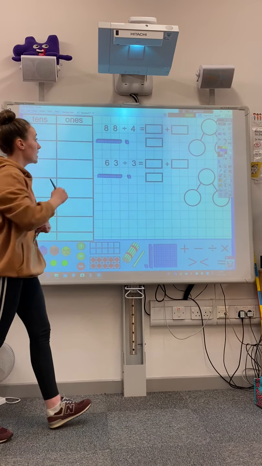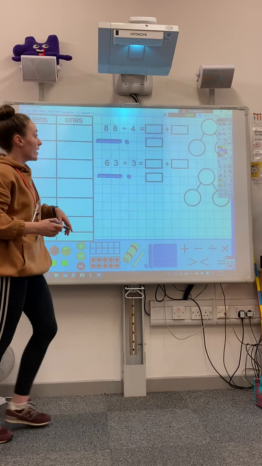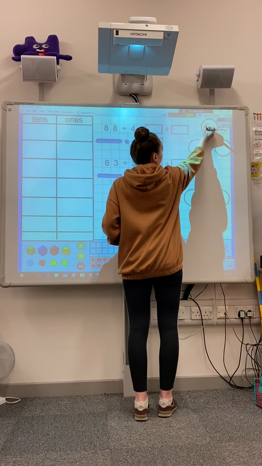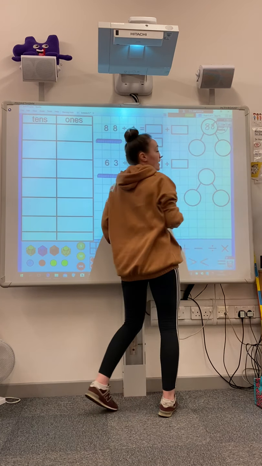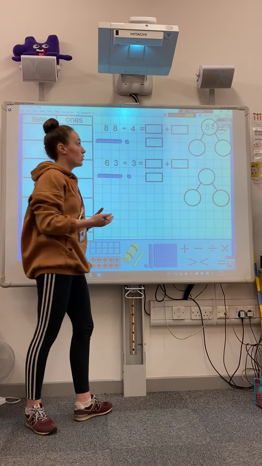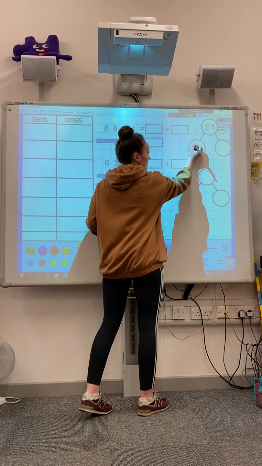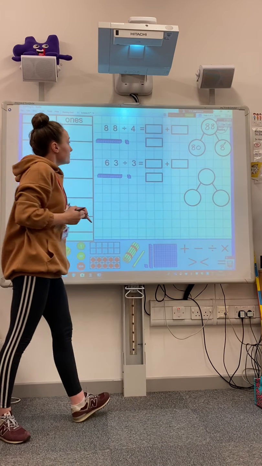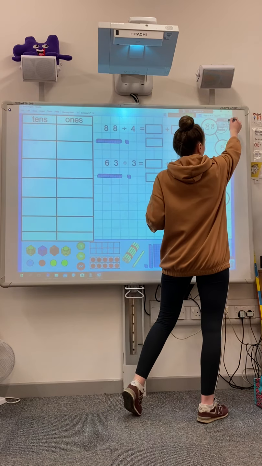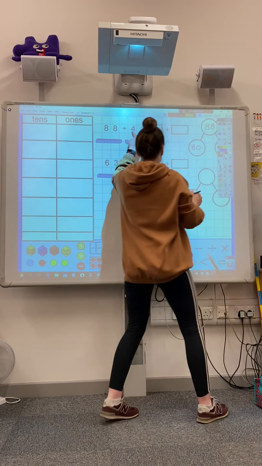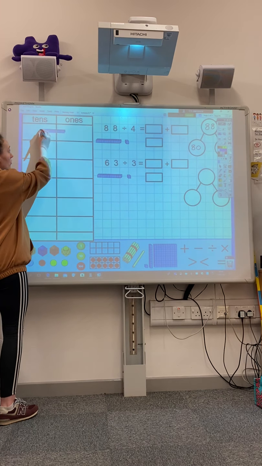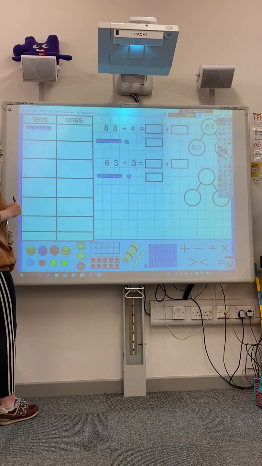Okay, and a way to help you do that, so we've got 88 divided by 4. Now I'm going to write 88 in my part-part whole model, and then I'm going to split 88 into tens and ones. So I've got 8 tens, which would be 80, and 8 ones. Now I'm going to share 88 between 4 groups because I'm dividing by 4. So I'm going to share my tens and ones. You can draw these on your sheet if you need to.